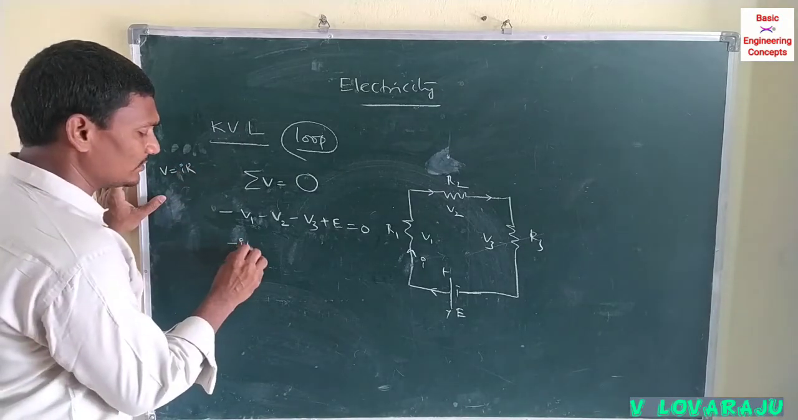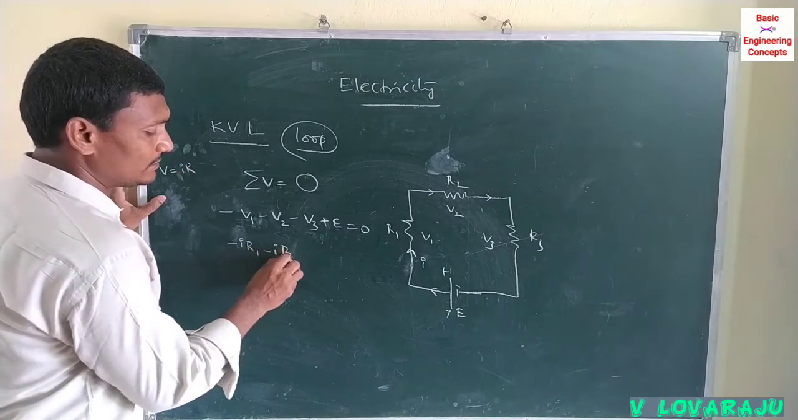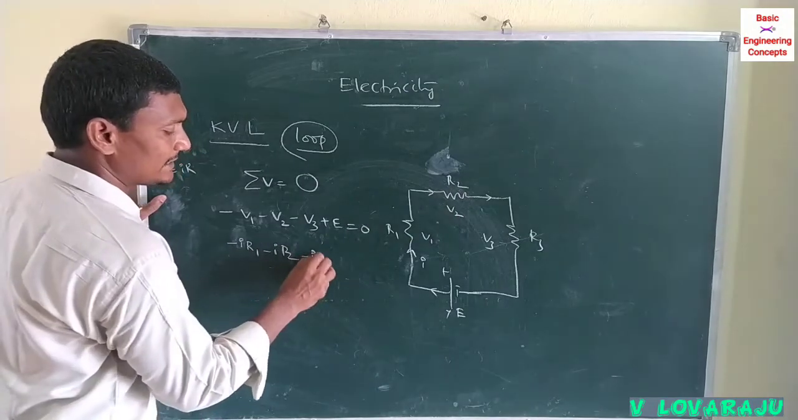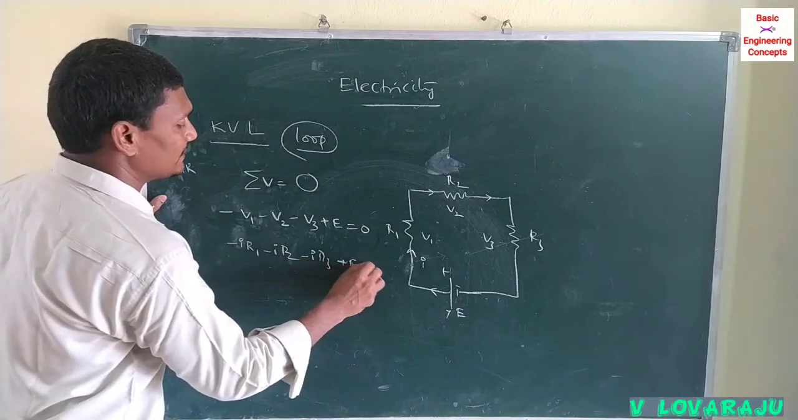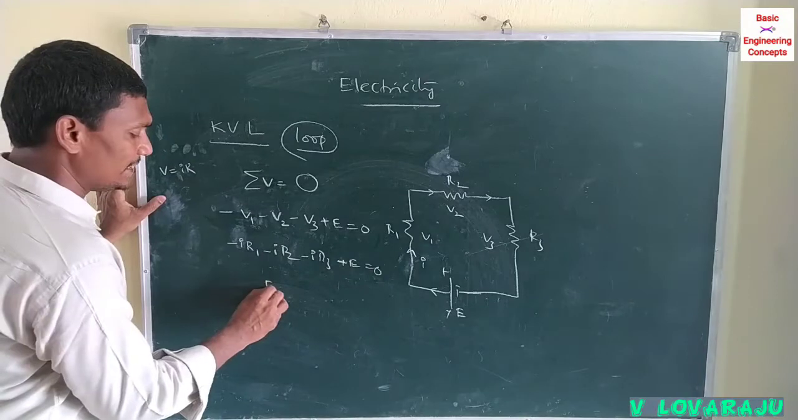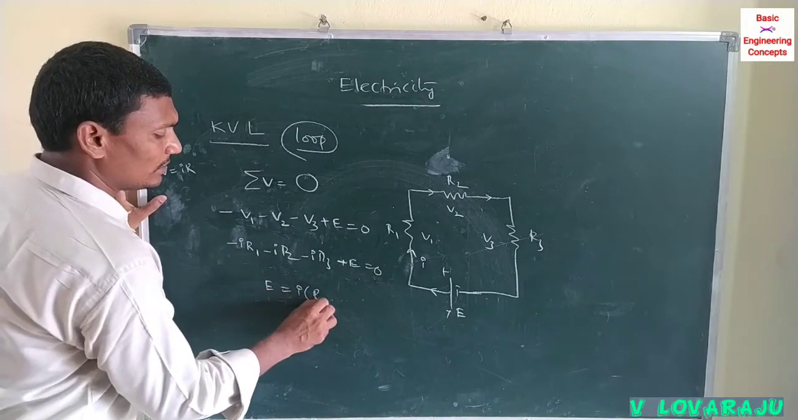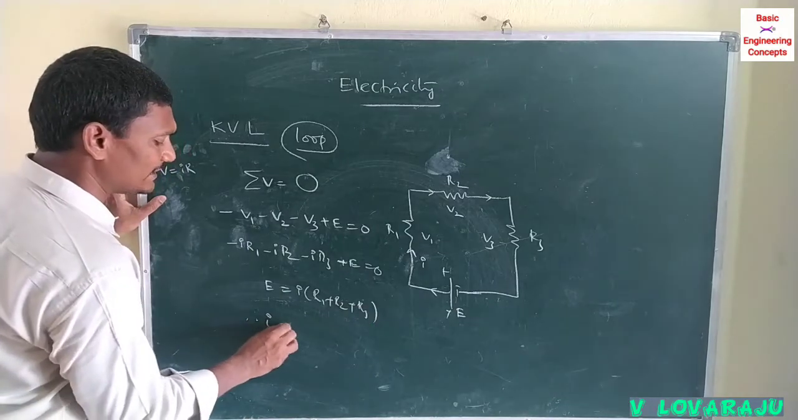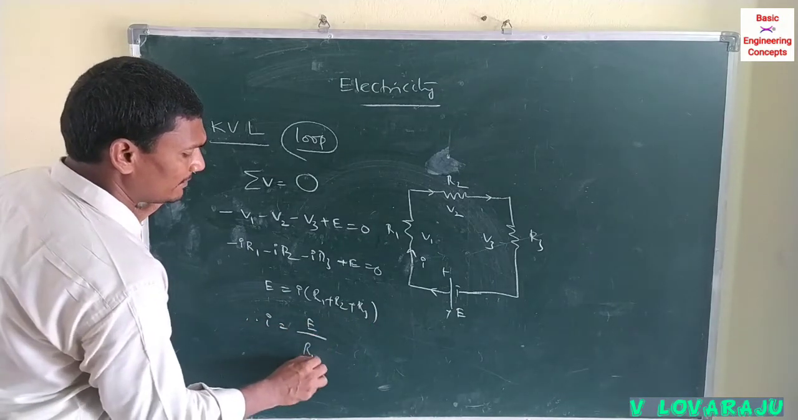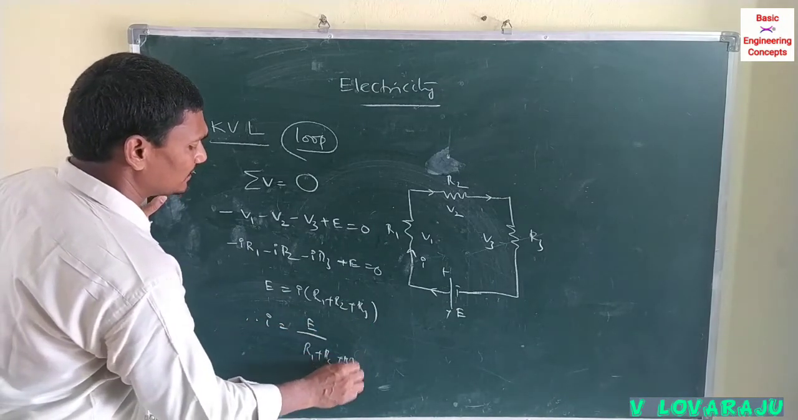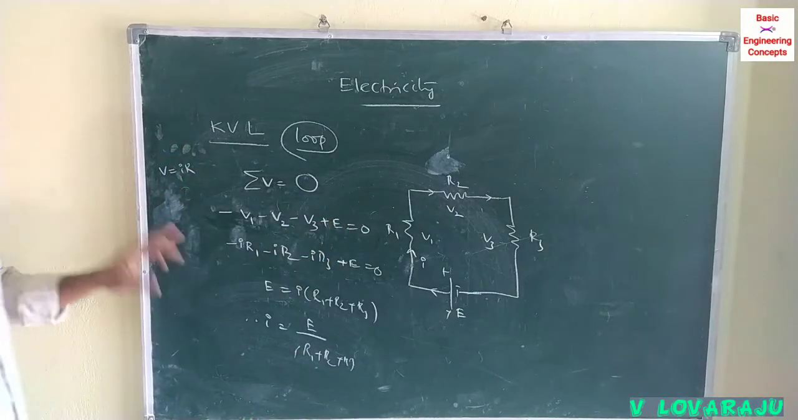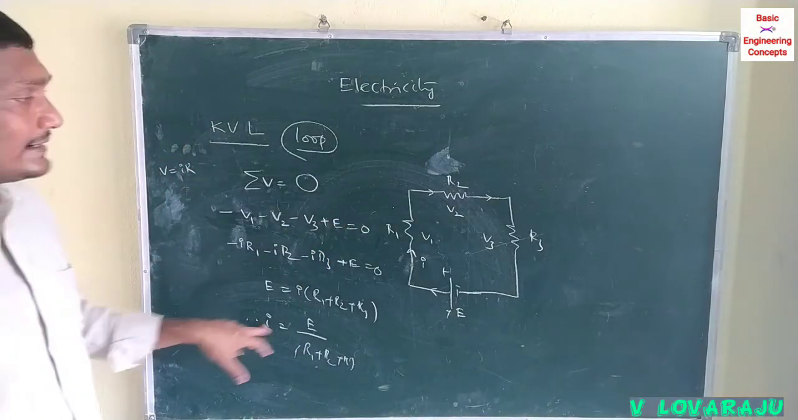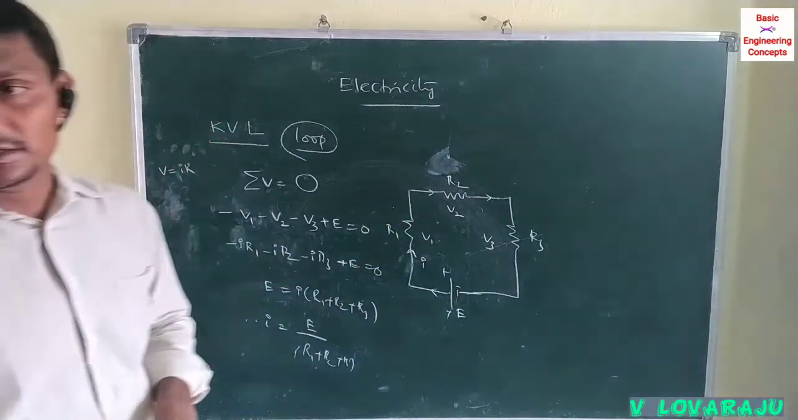That's why minus I into R1, minus I into R2, minus I into R3, plus E is equal to 0. Therefore, E is equal to I into (R1 plus R2 plus R3). Therefore, the current in the network is equal to E by (R1 plus R2 plus R3). That's why the loop law is majorly useful for calculating electric currents in complicated electronic circuits.